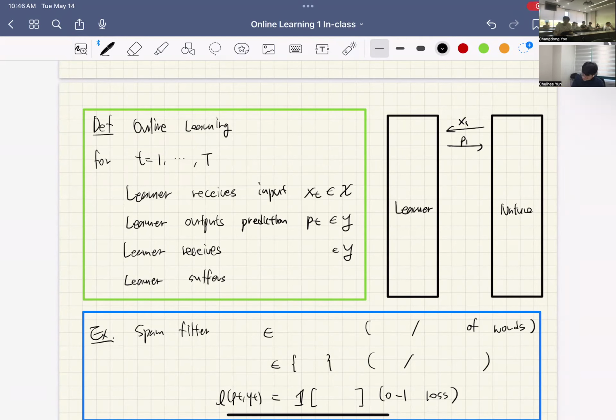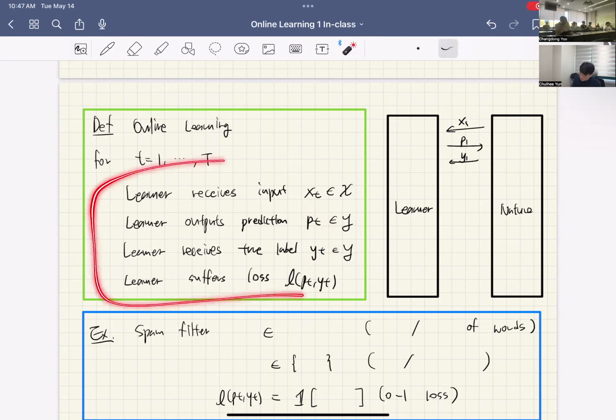And then the nature reveals the true label Y. So in this case, the nature will actually let the learner know the true label Y1. Okay. And based on the discrepancy between the PT and YT, the learner suffers some loss. So first the loss, which can be written as L of PT comma YT, right? So this is how a single step of online learning is performed.